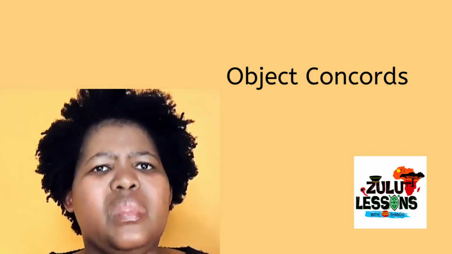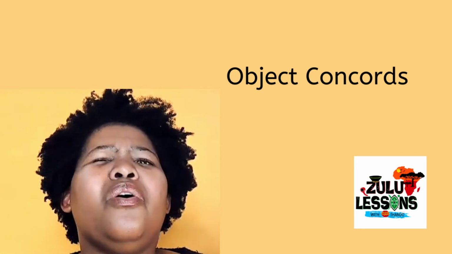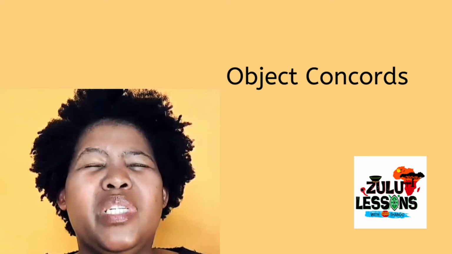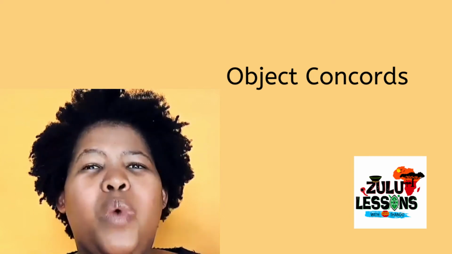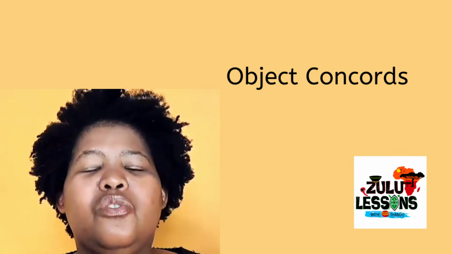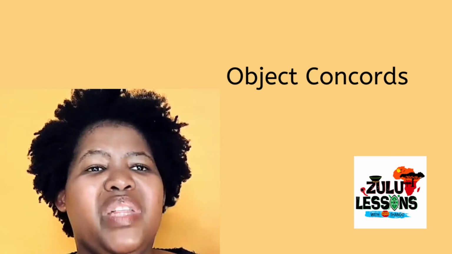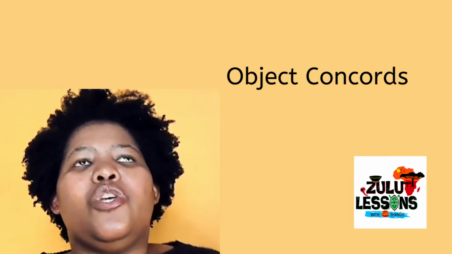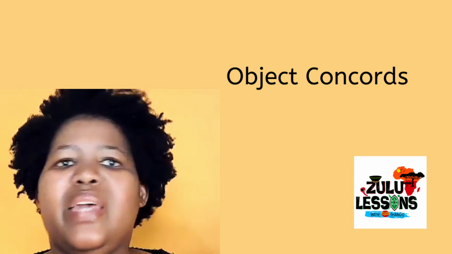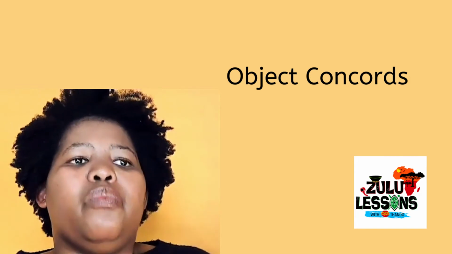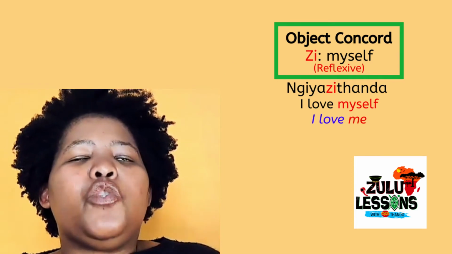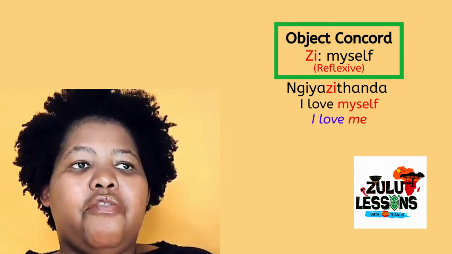The ones for the personal object concords will make absolutely no sense to what you've learned in the past. So my suggestion is to just simply memorize them. I'm being honest with you. You will not connect them with anything. So memorize them. Now, the first one is myself.